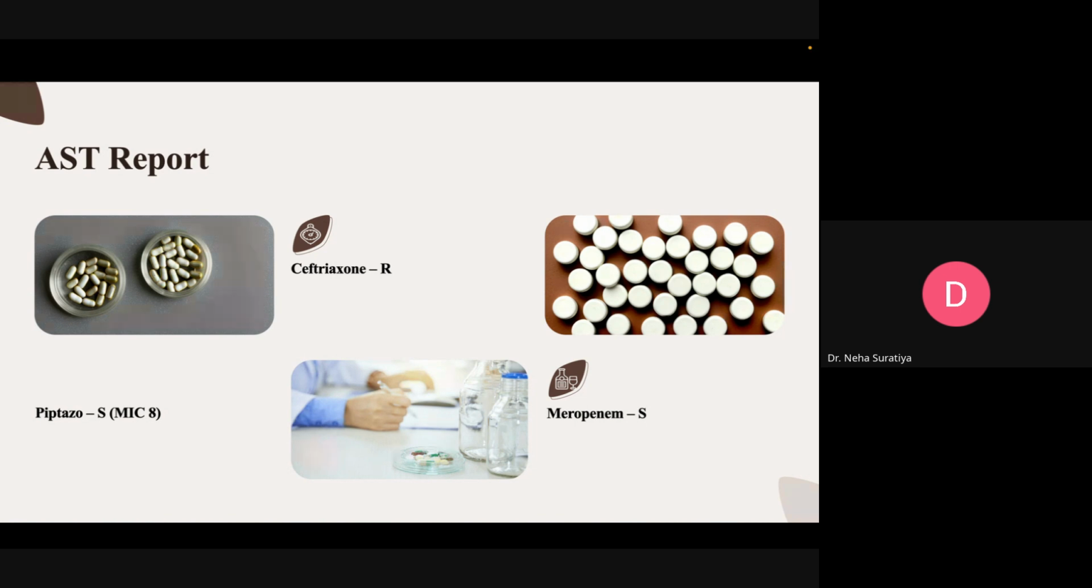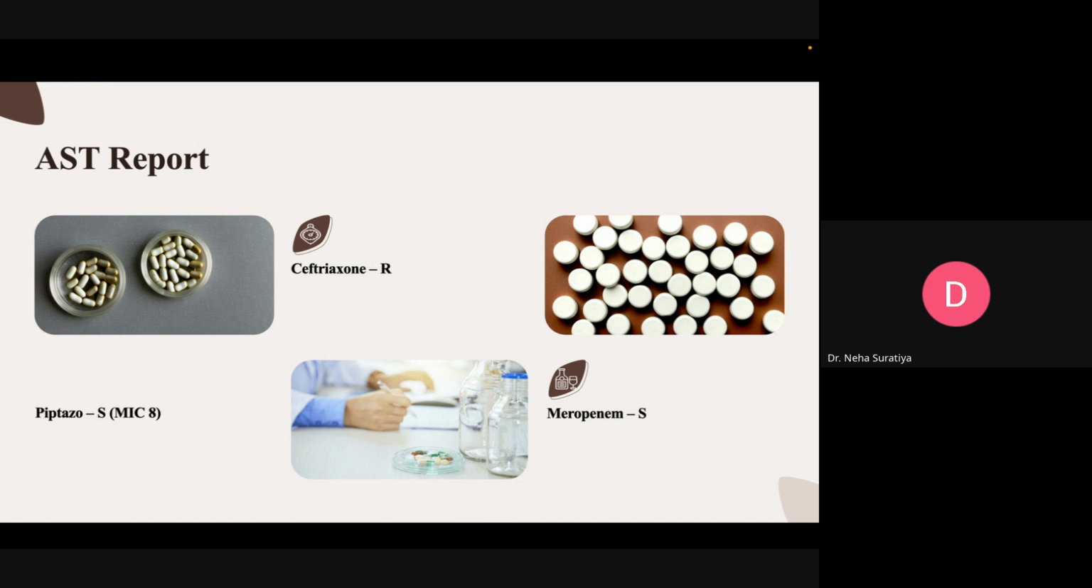So this is a conditional option, not an automatic choice that yes, we can go for piptaz. This is a conditional option. Let's talk about meropenem on the other side. This is a very low MIC, right? Low MIC is associated with meropenem, meaning meropenem is highly active against this particular organism.